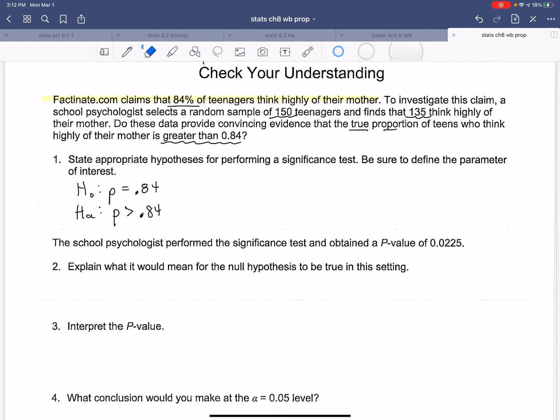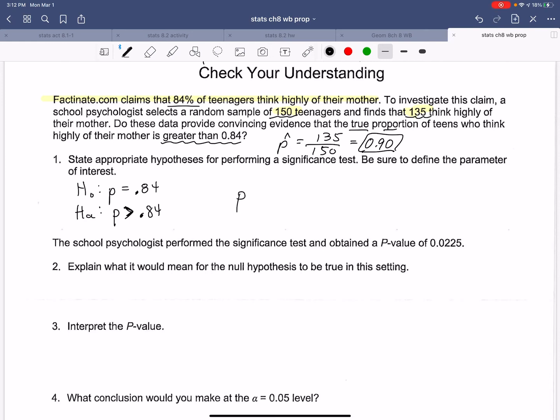Notice we have a p-hat. They did take a sample of 150. So our p-hat is from our sample of 150, 135 said yes, I think very highly of my mom. This is actually 90%. So see how we have some amount of evidence that it's greater. So that's kind of the reason for our sneaky suspicion.